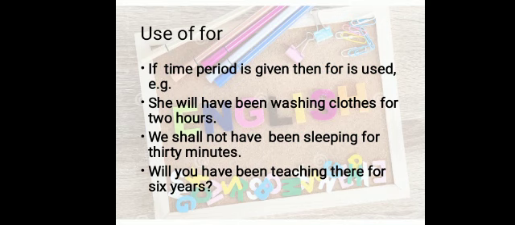Then the use of for: if a time period is given, then for is used. For example, she will have been washing clothes for 2 hours. Fine. For 2 hours, a 2 hour time period is there. After 2 hours it was completed. We shall not have been sleeping for 30 minutes. A 30 minute time period is mentioned, so for is used. Will you have been teaching there for 6 years? It means a 6 year time period is given, so we have used for.